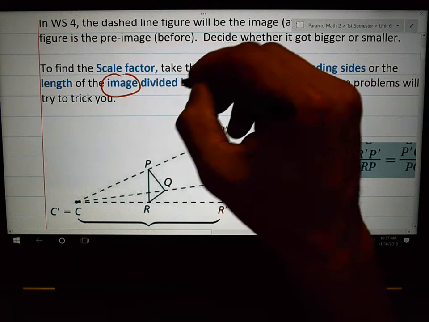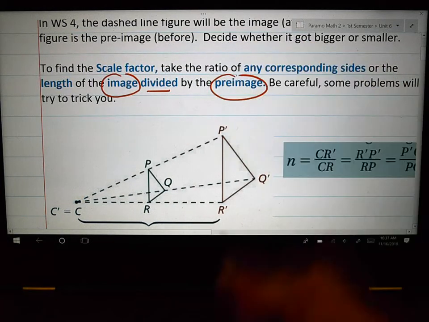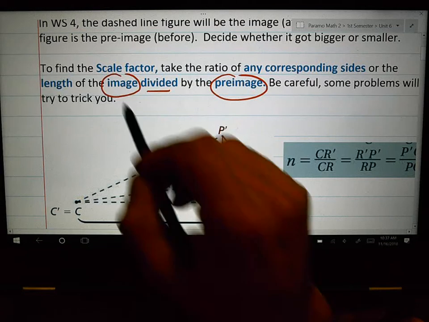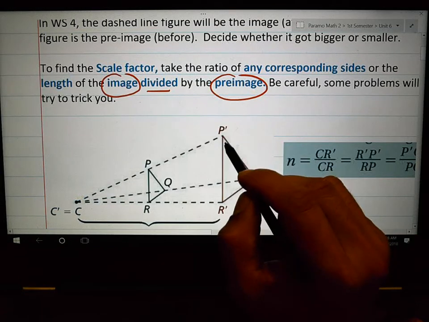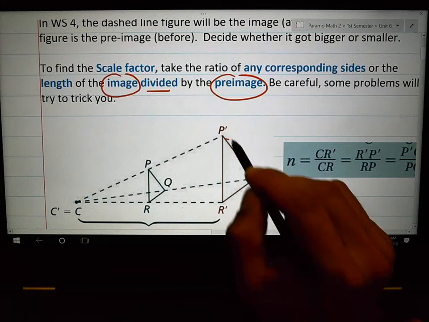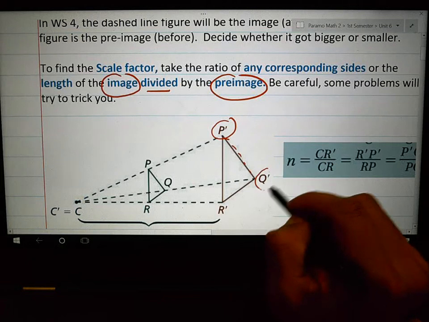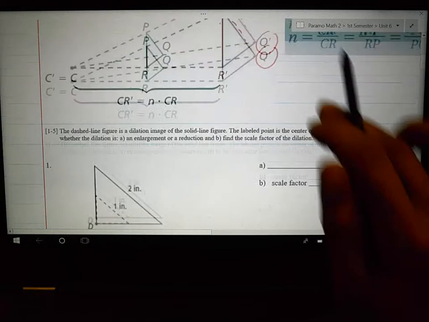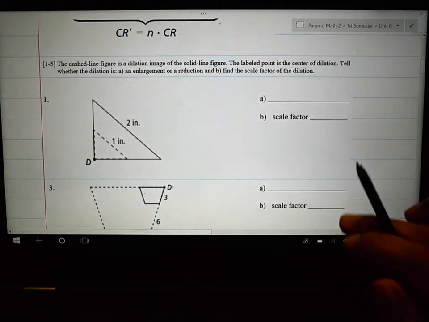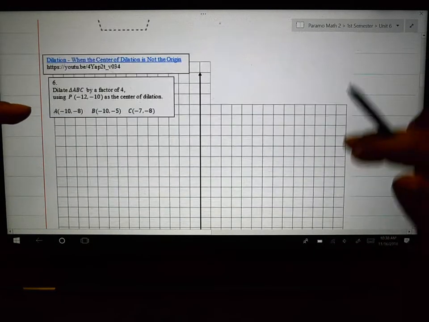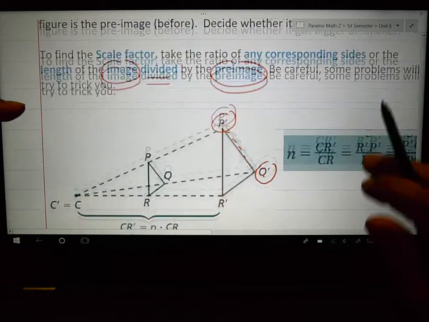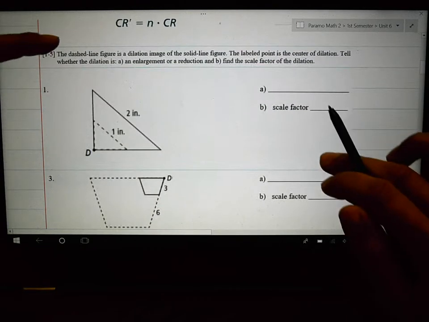If you do image divided by pre-image, you are going to be just fine in figuring out the scale factor. How do I tell which one the image is? If it's dashed in this worksheet, or if it has the apostrophes. If it has those little apostrophes, that will let you know which one the image is. So let's do some examples together. I have picked 1, 3, 6, 9, and 10. We have 5 examples that I can do with you.